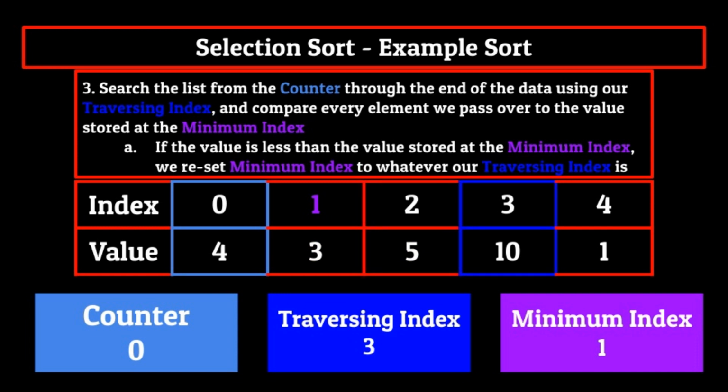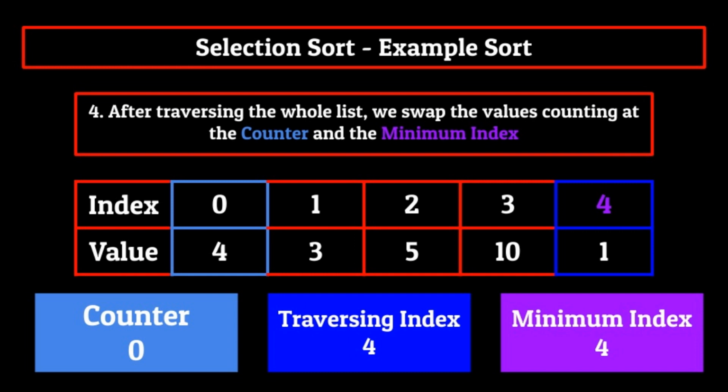Up next, we compare 3 to 10, and since 3 is still the lowest number amongst the two, no adjustments need to be made. Traversing index gets increased, and we finally compare 3 to the last element in the unsorted part of the list, the integer 1. Since 1 is less than 3, we set minimum index equal to the index location 4. We've now completed one full pass of the list and have the minimum value index location stored.